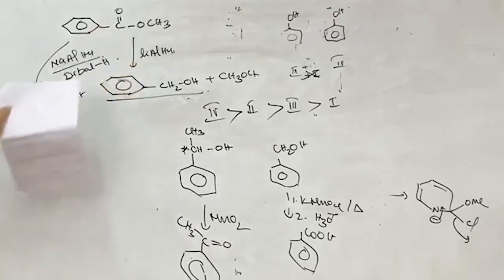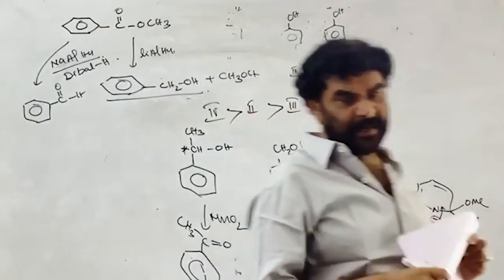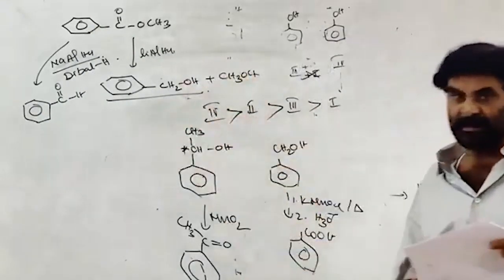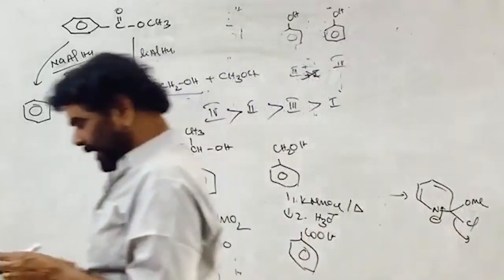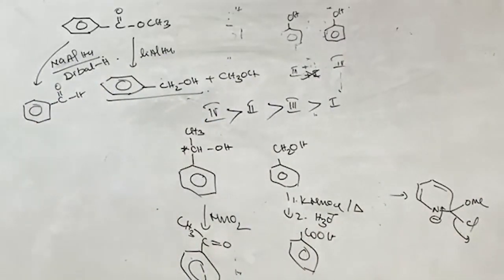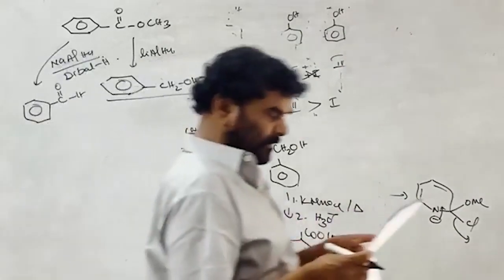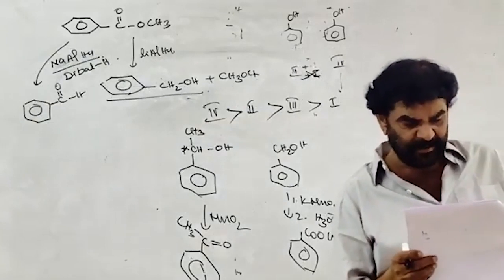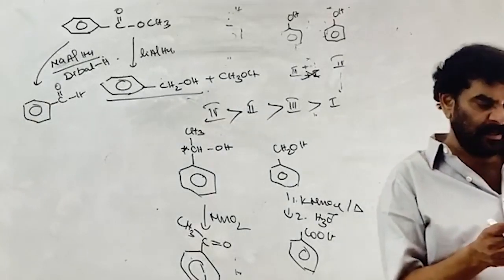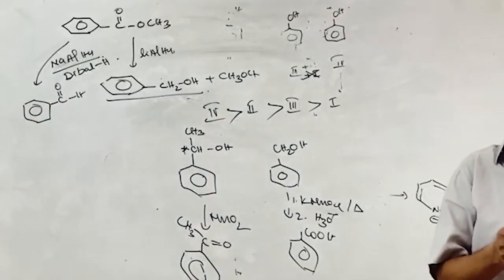Ester on treatment with DIBAL-H at minus 78 degrees Celsius, what happened? This is formed. Aldehyde is formed. So that is, A is correct. Benzyl alcohol from one side and on the other side, X is the benzaldehyde and Y is the benzyl alcohol.